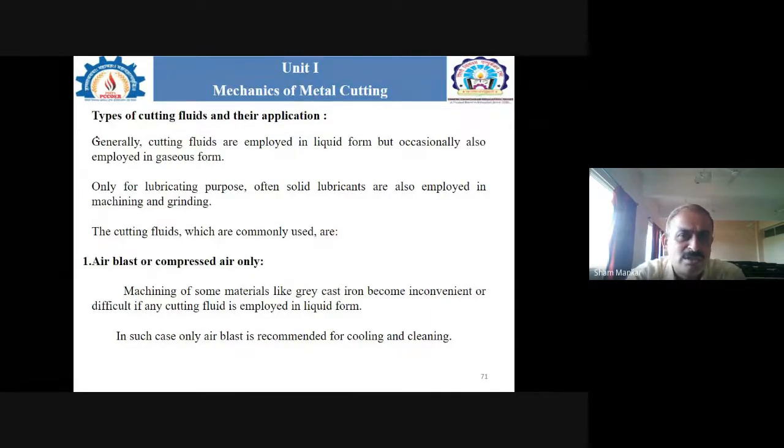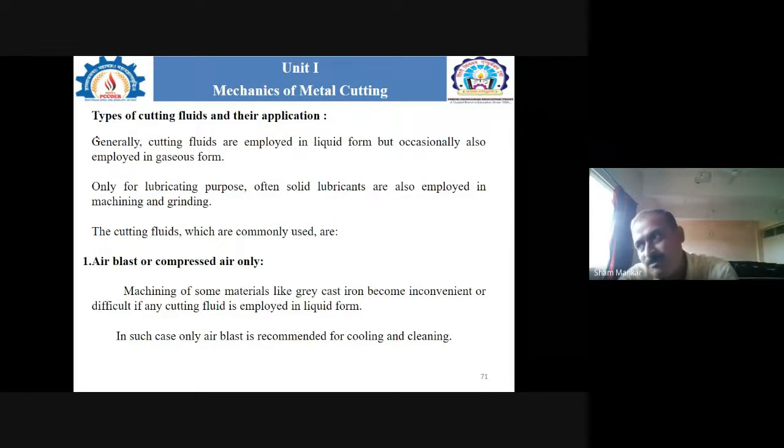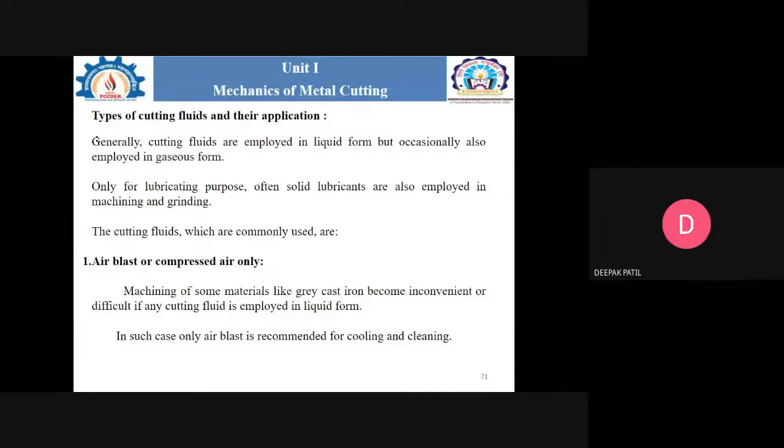Okay, so generally, as we know, the cutting fluid is employed between the tool, which might be a single point cutting tool or a multi-point cutting tool, as well as the workpiece material. I think I am audible to everyone. Himanshu? Yes, sir, continue. Yes, okay.